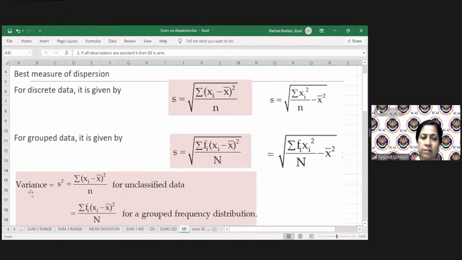Next is variance. What is variance? Variance is standard deviation whole square. Okay, what is variance? Variance is standard deviation whole square. So always remember that you can represent standard deviation.